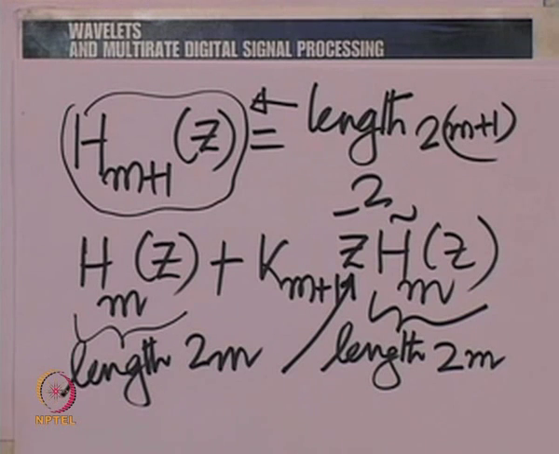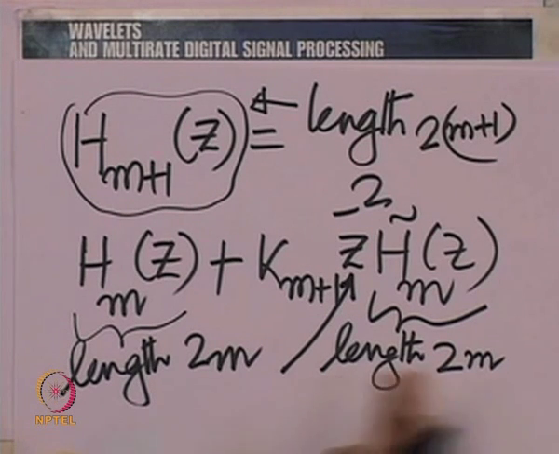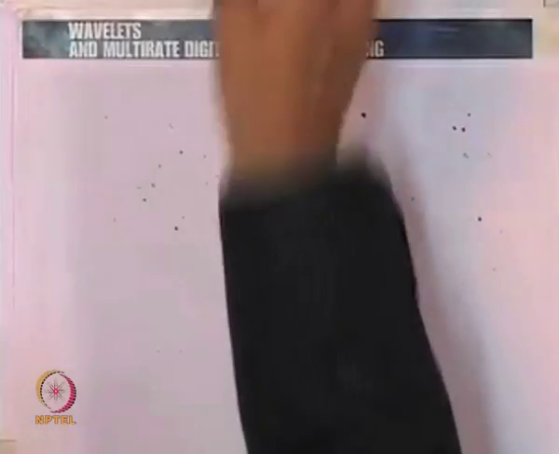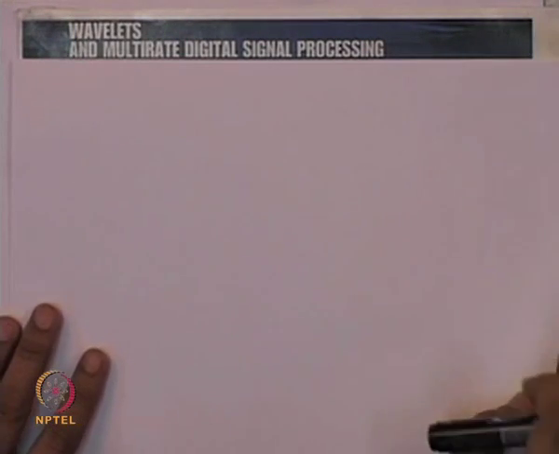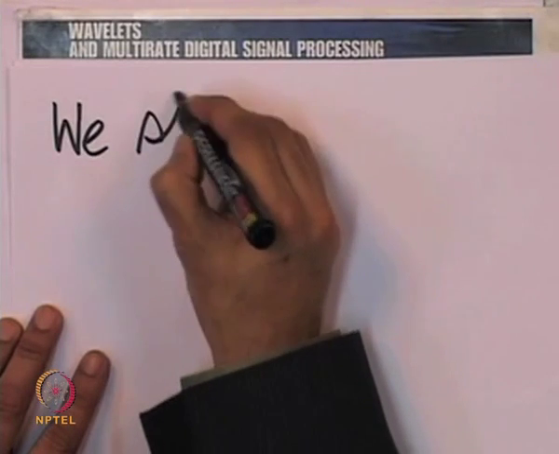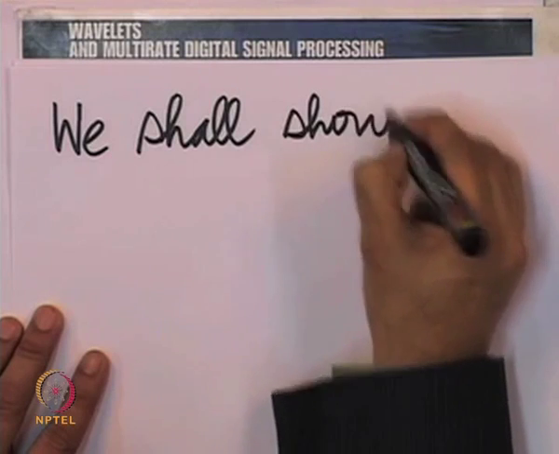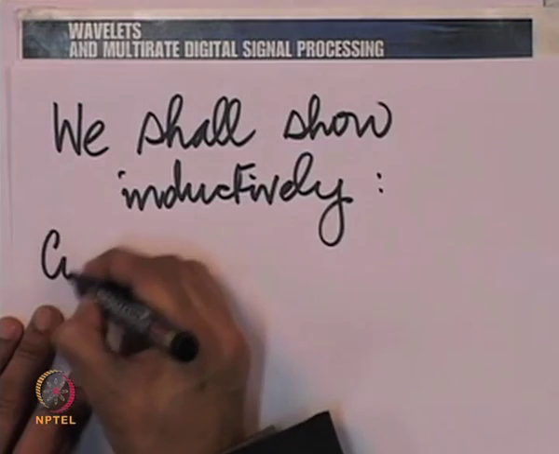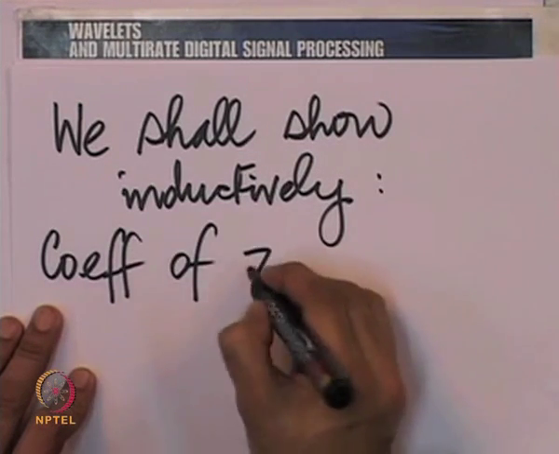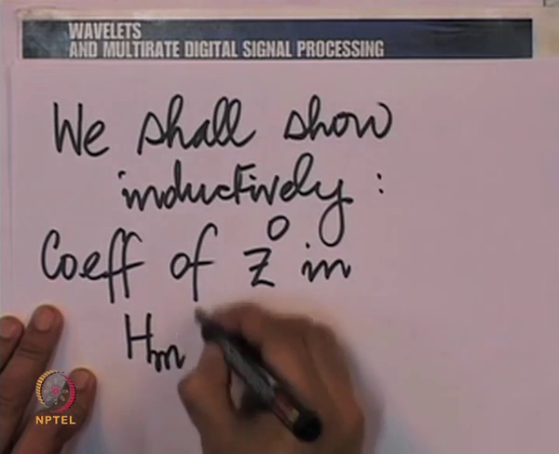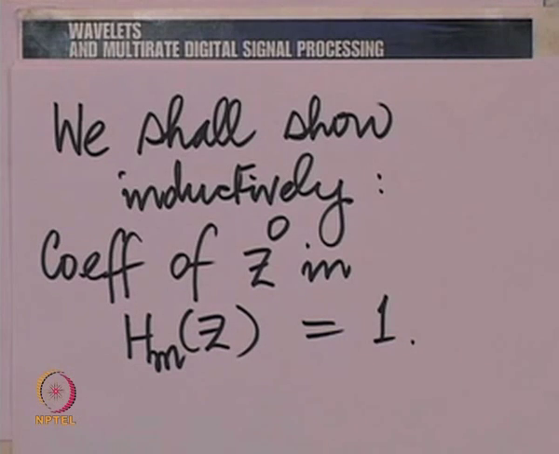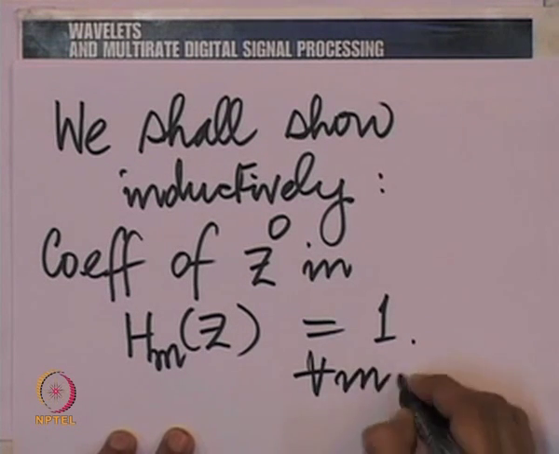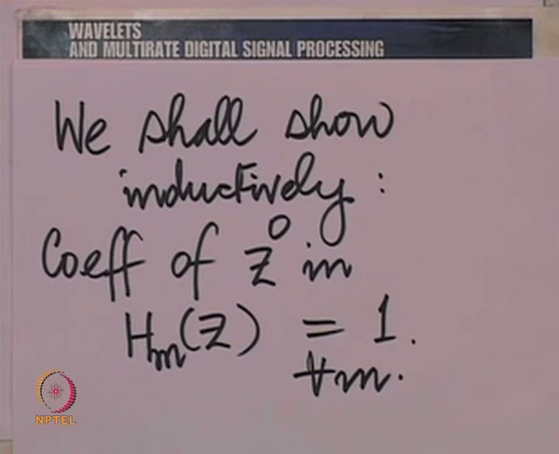Now, let us make a simple observation about the coefficient of z raised to the power of 0. We shall show now inductively. Coefficient of z raised to the power 0 in HM(Z) is always 1 for all m. In fact, this is true in the base system.